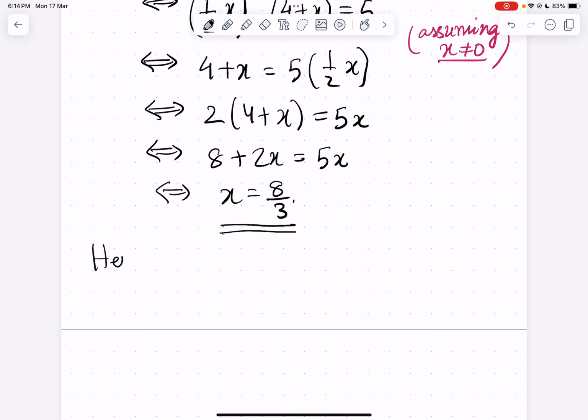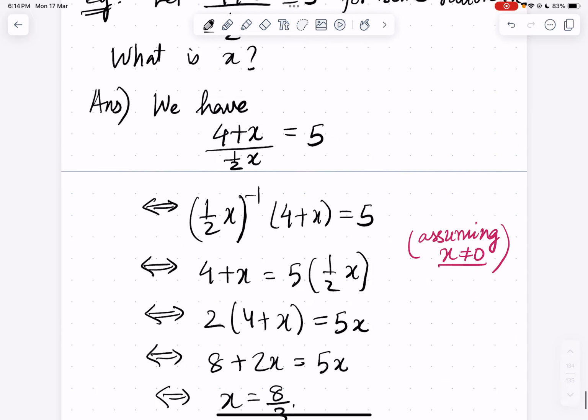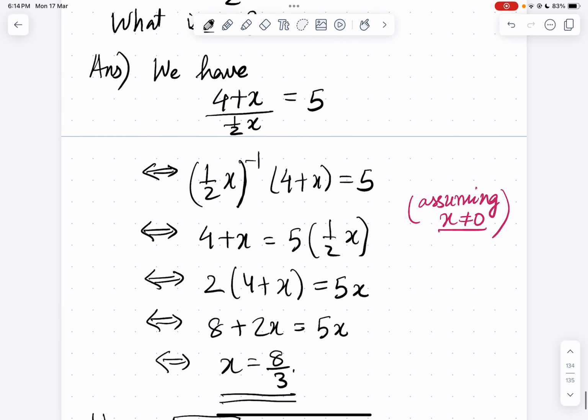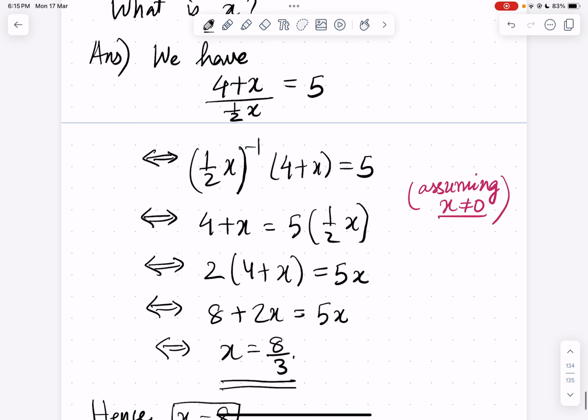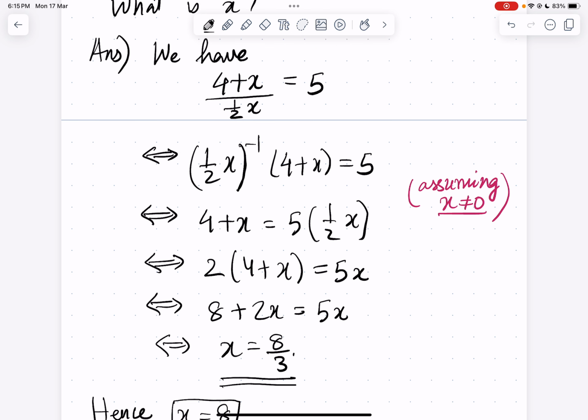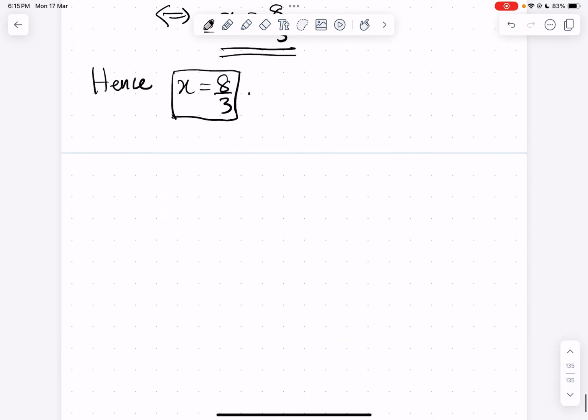Hence x equals 8 by 3. So this is simple. We are just multiplying the equations by appropriate terms to simplify the equation. So, another example.